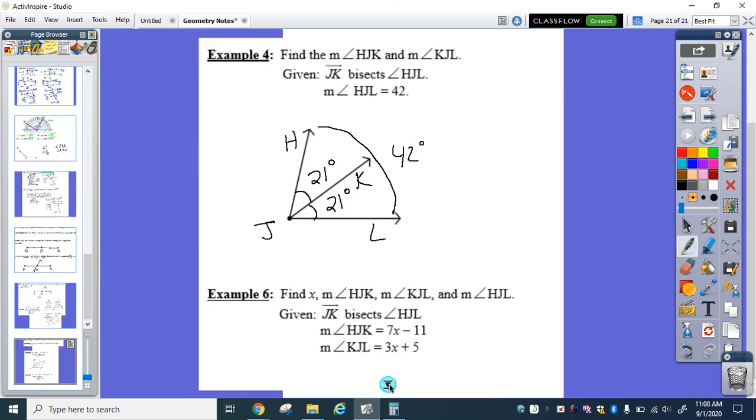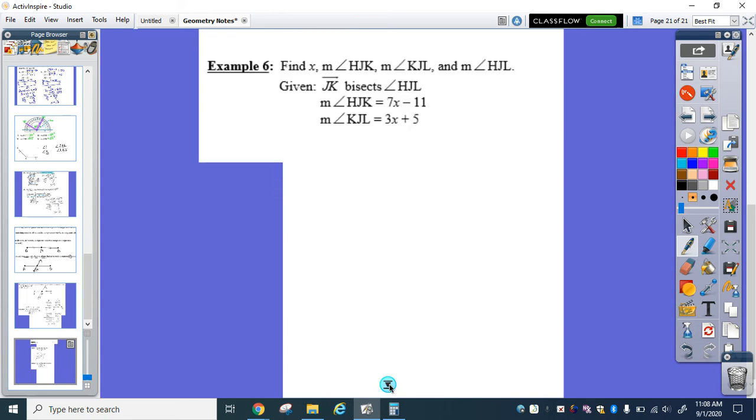So let's take a look at our last question here. So this one says, find X, angle HJK, angle KJL, and angle HJL, given that JK, so we have a similar diagram to what we dealt with last time. So let's redraw a diagram. It does not matter how you draw your angles, as long as you attempt the best you can to make your angles look even. So JK bisects angle HJL.